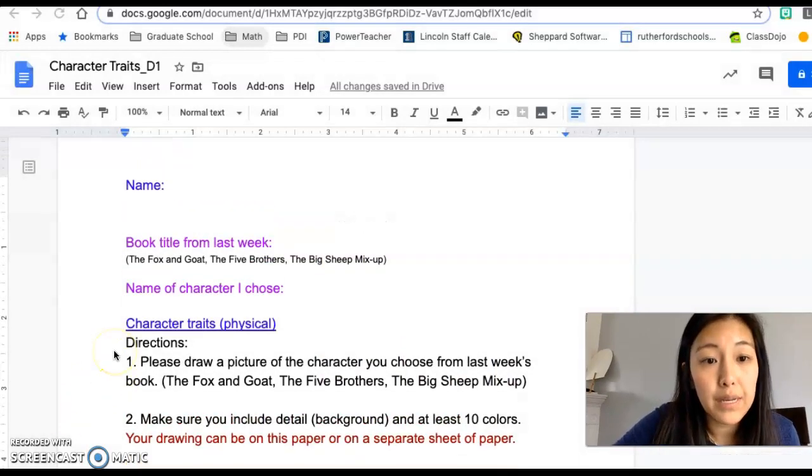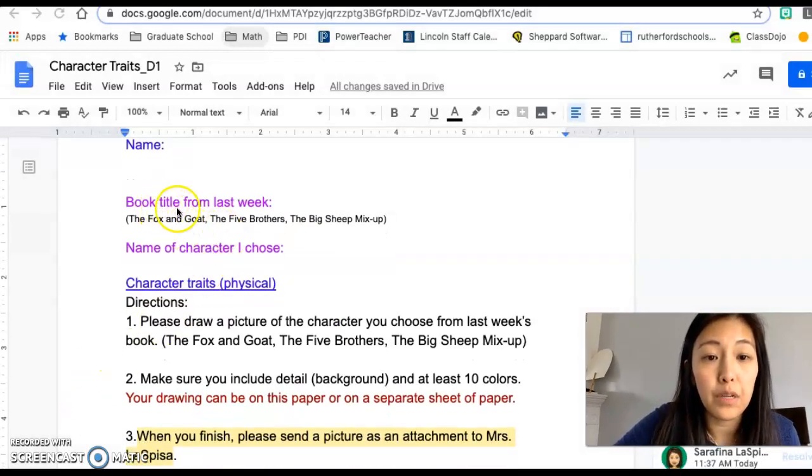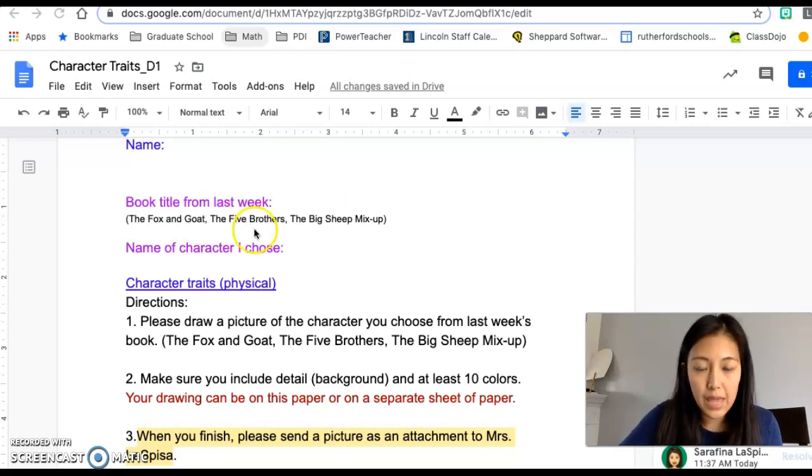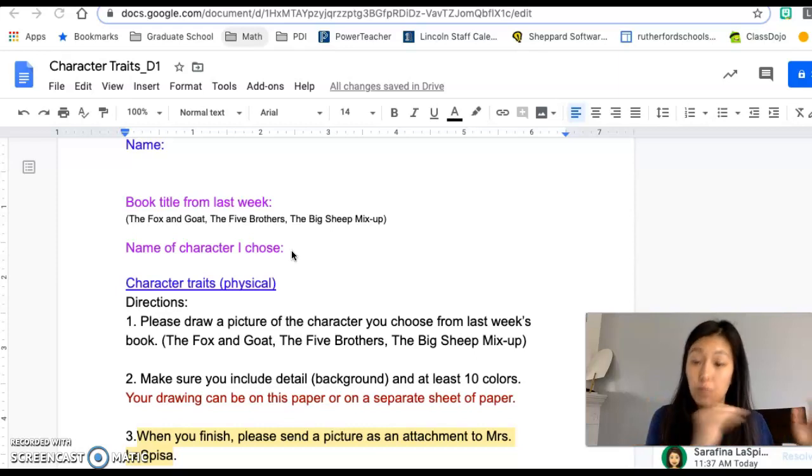So for Monday, you boys and girls will be writing the book title here. I left the 3 here for you. Again, please just type it in so Mrs. Laspiza knows what book you read. And then you boys and girls will write the name of the character that you chose. Now, some of you, I know the characters don't have a name, so make sure you just write the character's name or what the author refers to the character as. So what you're going to do is the directions will all be written in the Google Docs.